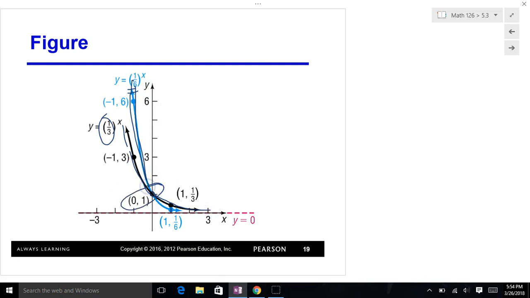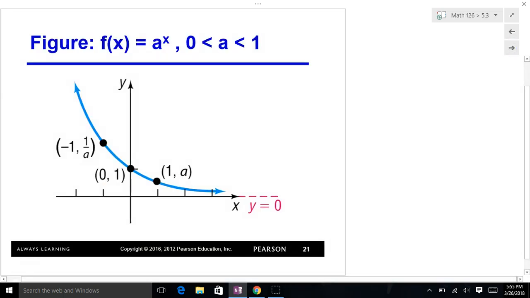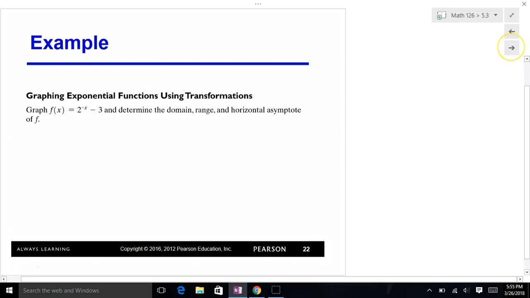So again, this point (0, 1) is an important point for exponential growth and for exponential decay. And with exponential decay, again, the a value between 0 and 1, it's going to go through (1, a) this time, and still (-1, 1/a), just like with exponential growth, except it looks different on your graph, obviously, because your a is different.